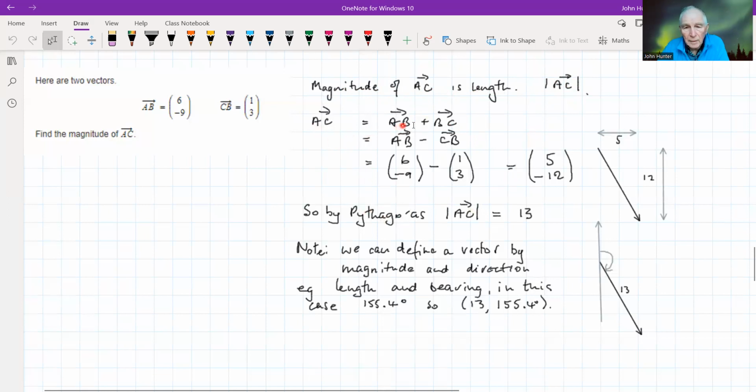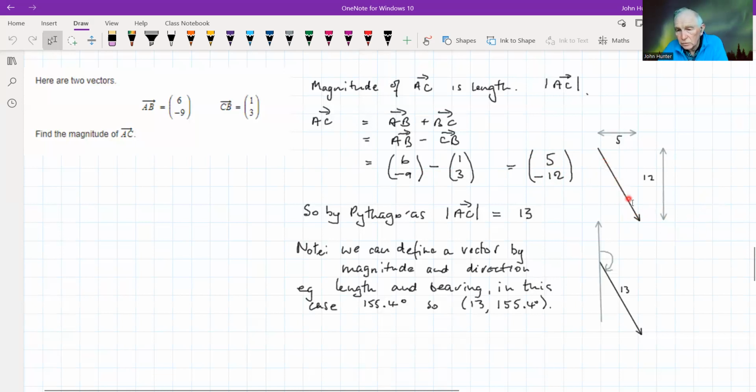AC is equal to AB plus BC. That's just expanding that out. And BC, of course, is minus CB. We write it like that because we've actually got CB here. So if we work that out, just subtract one from the other, we get this vector (5, -12). So this is the vector of AC. However, it's asking us for the magnitude, which is the length. So at this point, we're going to rely on a bit of Pythagoras.